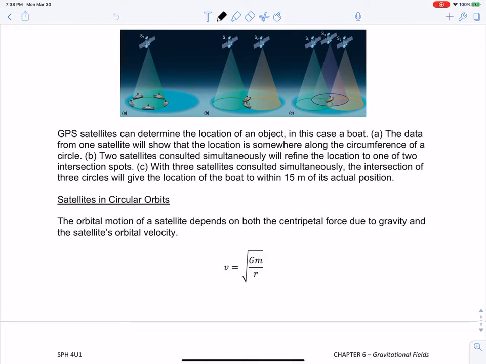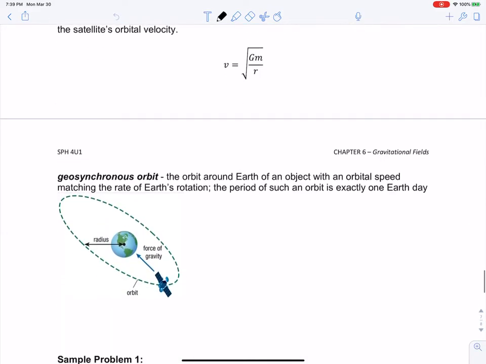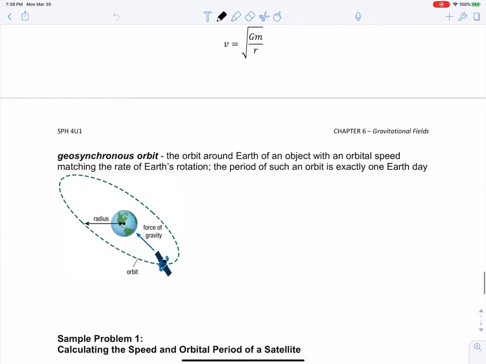The orbital motion of a satellite depends on both the centripetal force due to gravity and the satellite's orbital velocity. The equation for the satellite's orbital velocity is v equals the square root of GM divided by r. I want to introduce the concept of a geosynchronous orbit. The orbit around the Earth of an object with an orbital speed matching the rate of the Earth's rotation. So the period of such an orbit is exactly 1 Earth day.